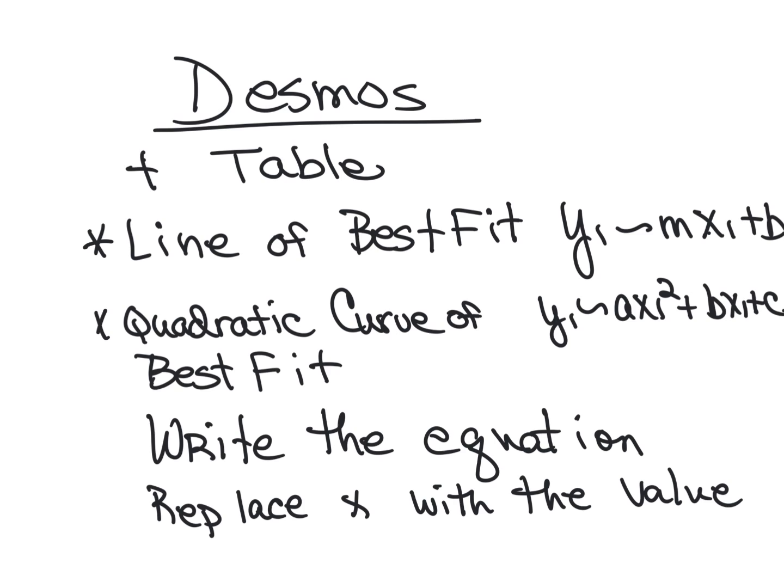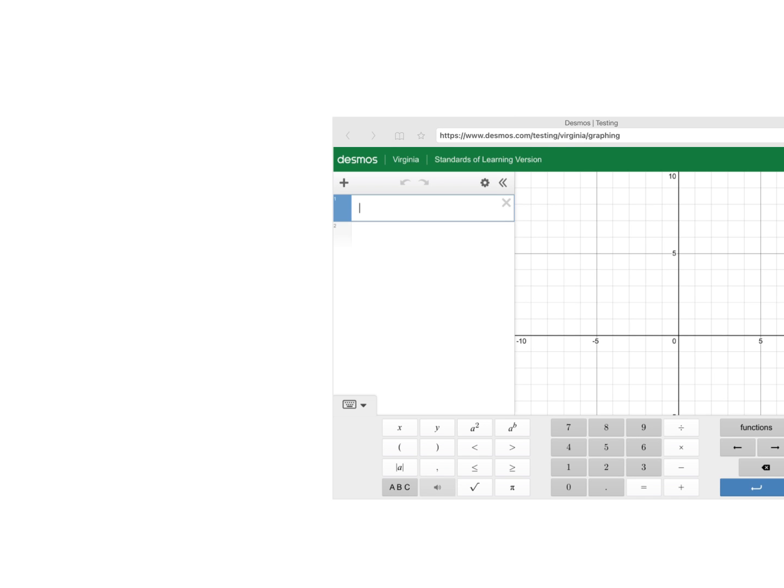If it asks for the quadratic curve of best fit or just the curve of best fit, then you would type in y1 is approximately equal to ax1 squared plus bx1 plus c. Once you do that, you're going to be given the values depending on which type it is, either for M and B or for A, B, and C. You're going to write the equation, and then you're going to replace x with the value that it is asked for.